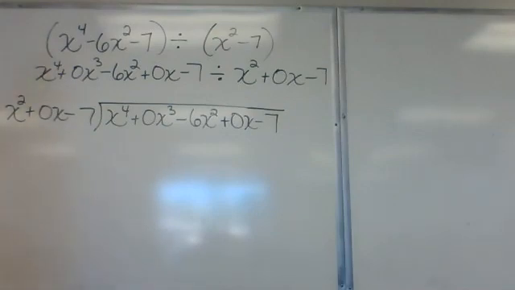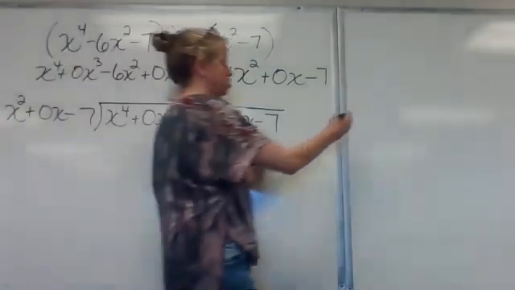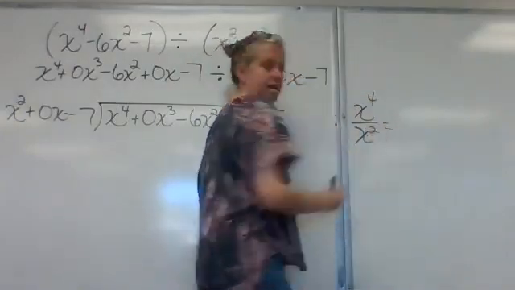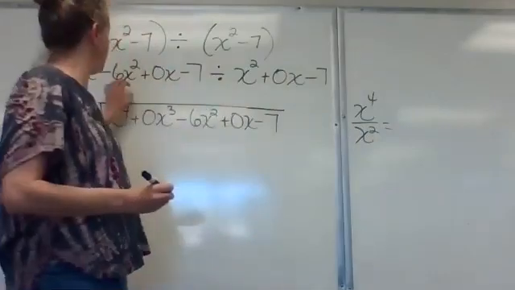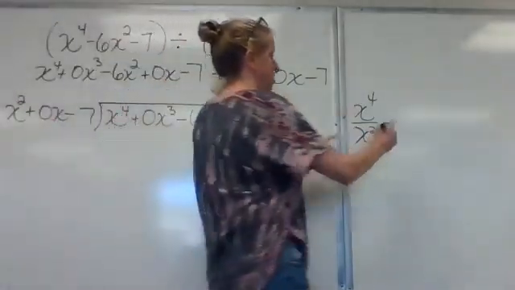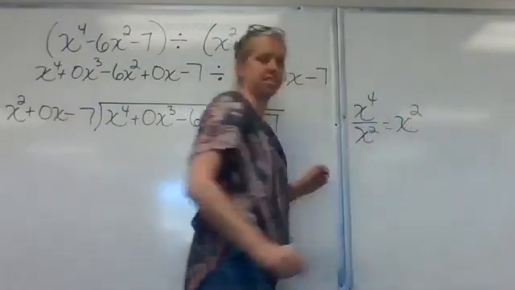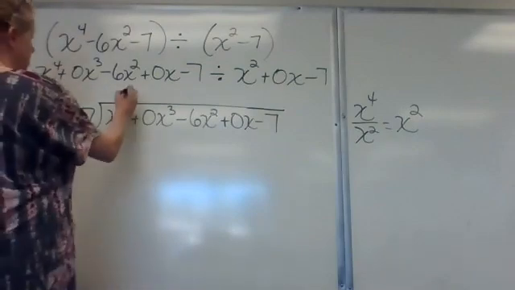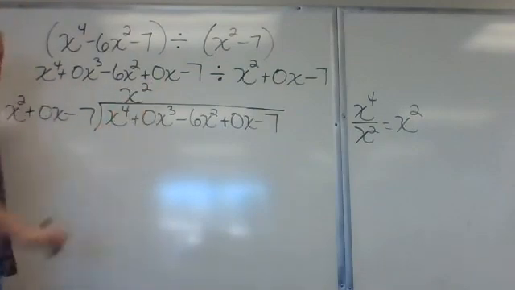So start off the same way. Whatever your first term is here, put it over your first term here. So I've got x to the 4th. I'm going to put it over x squared, and simplify that to see what my first term up here is going to be. If I subtract my exponents, I'm going to be left with x squared. So x squared is what will come here.